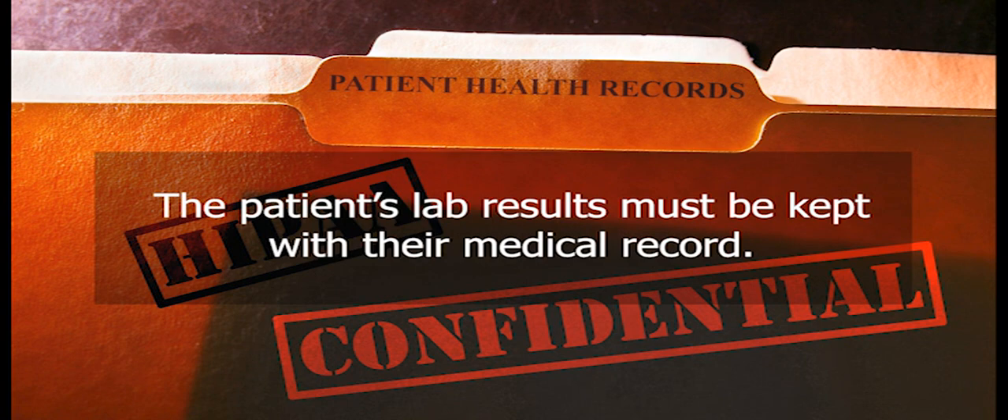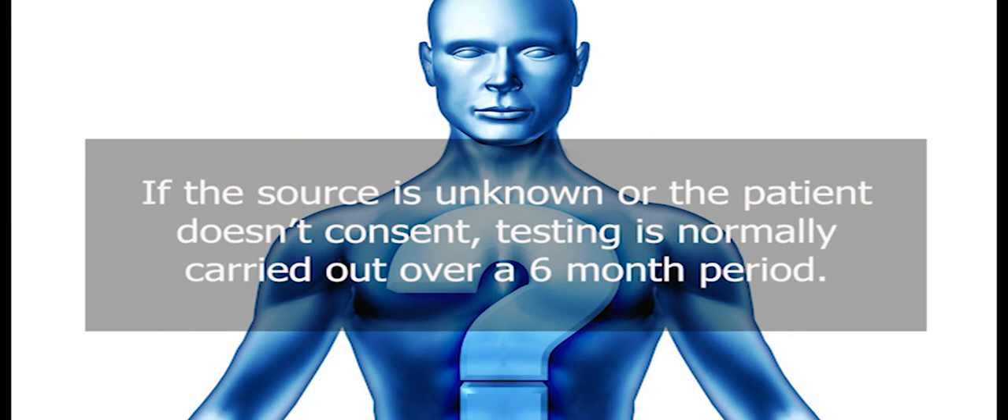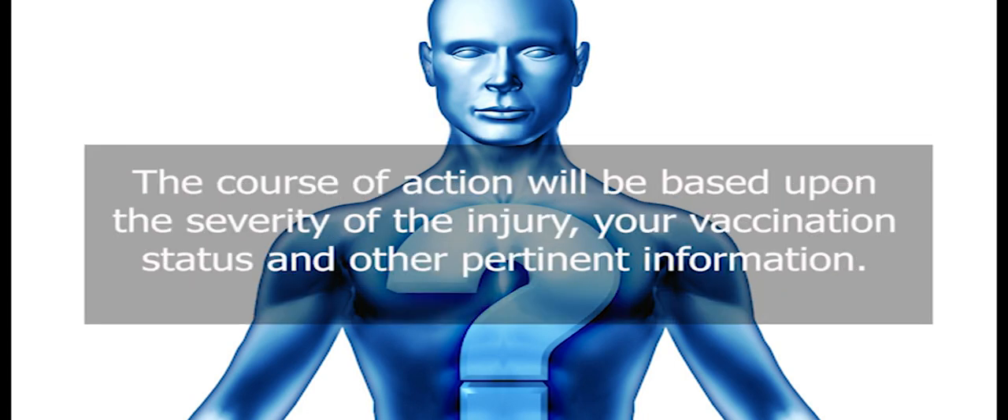If the source patient's blood comes back negative, that's the extent of testing. If the source is unknown or they don't consent, testing is normally carried out over a 6-month period: the baseline and a follow-up at 6 months. The healthcare professional that you see will ultimately determine the actual course of action based on current CDC recommendations, the type of injury, and your vaccination status.